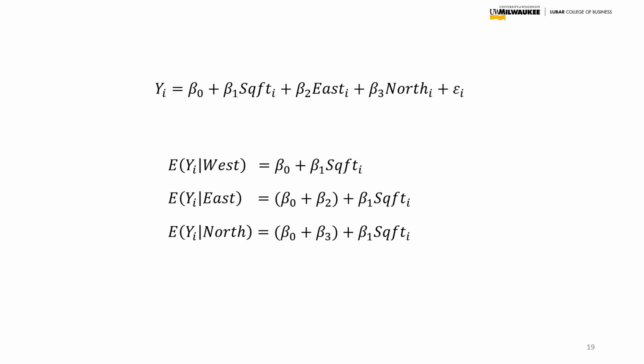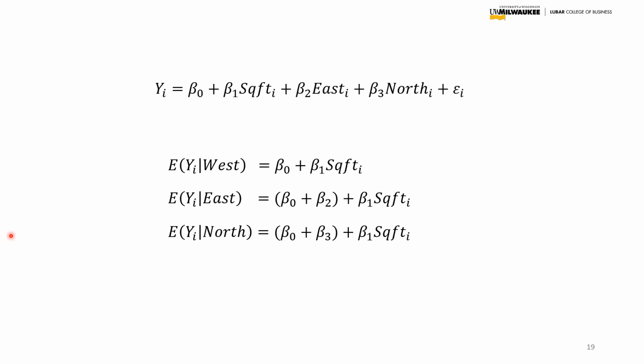Notice that I only use 2 of the 3 indicator variables because if we know 2, we know the third. So this is the notion that if you have J categories, you only need at most J minus 1 indicator variables. Here we have 3 categories. We only need 3 minus 1 indicator variables. I happen to choose east and north. What's the interpretation of all these coefficients?